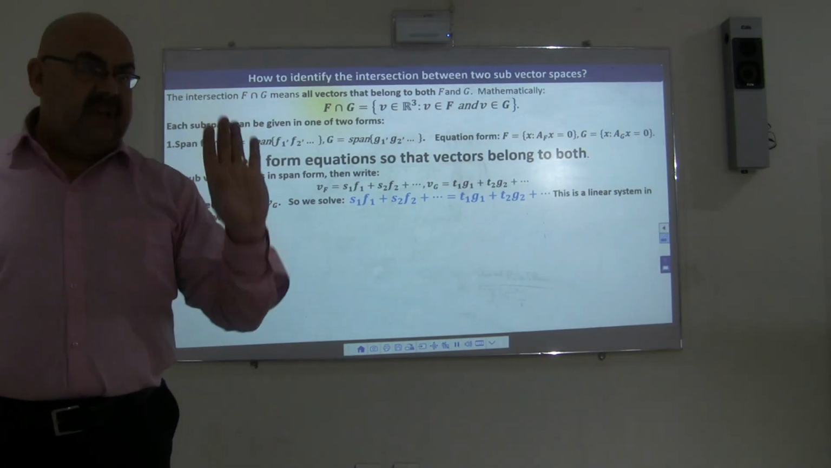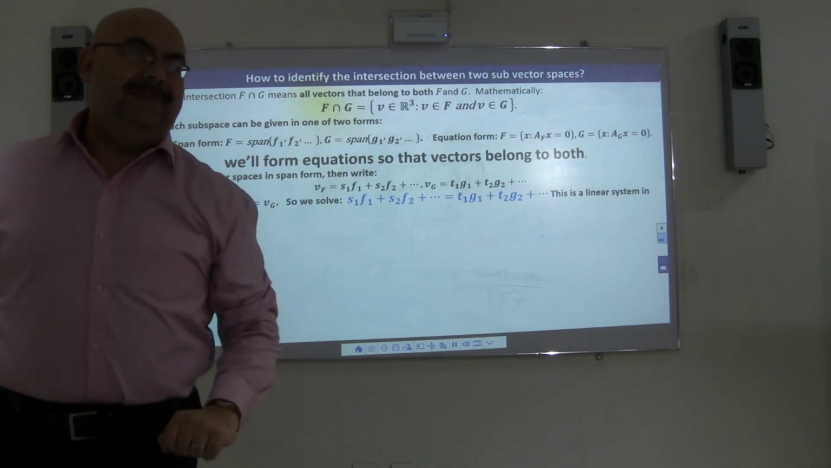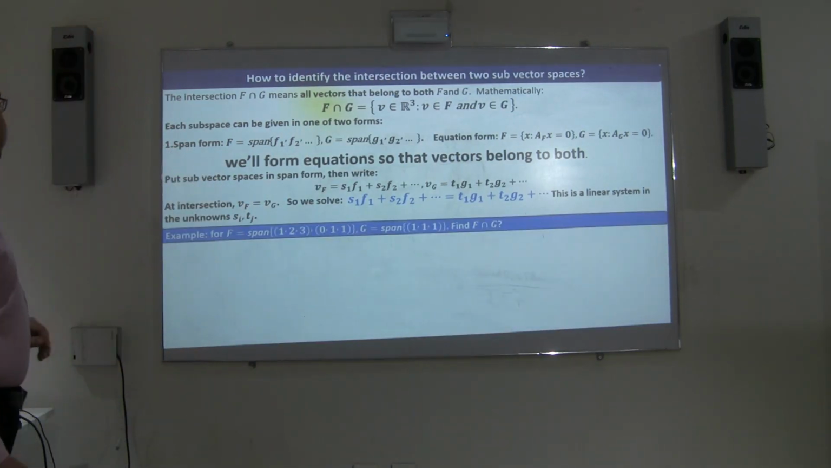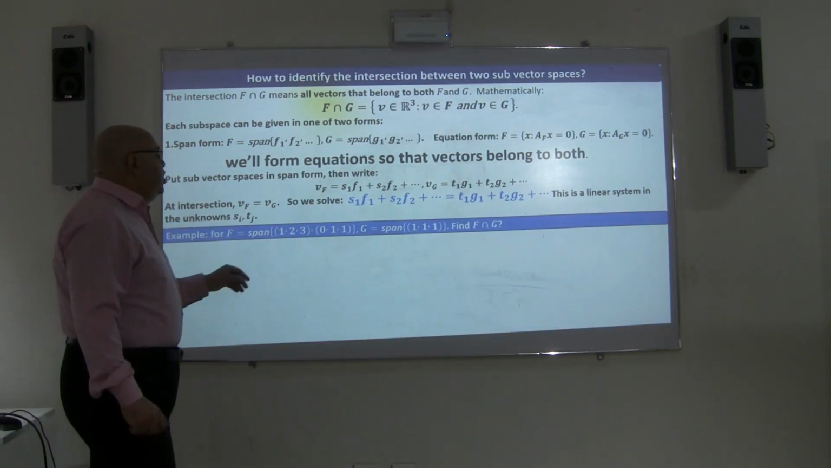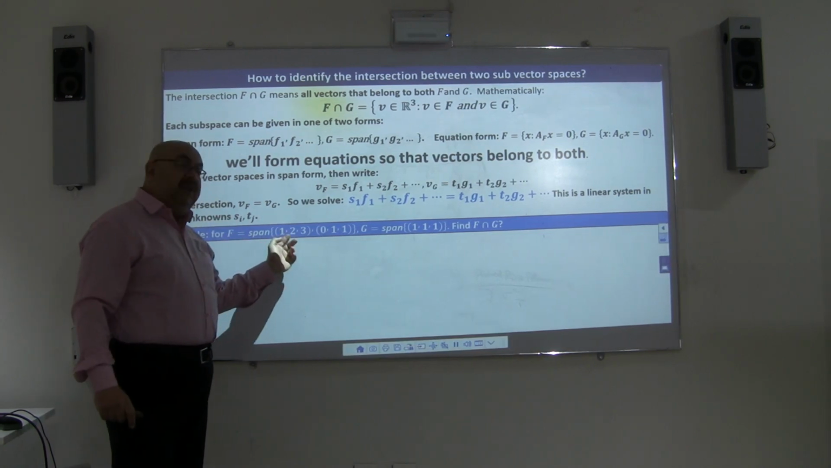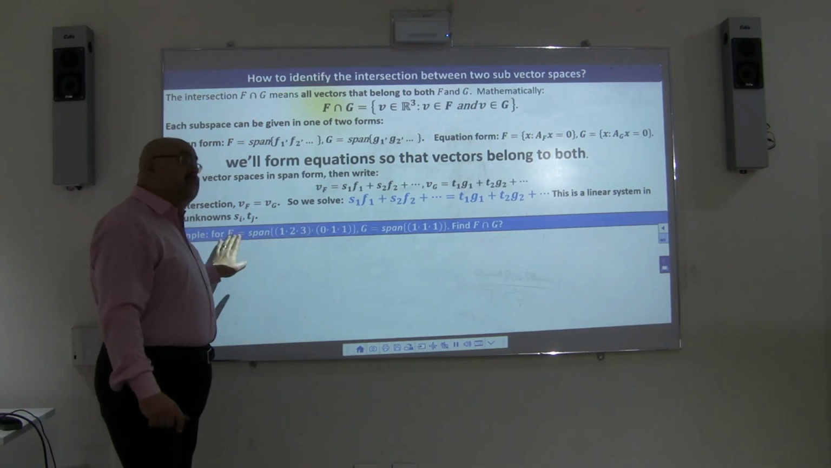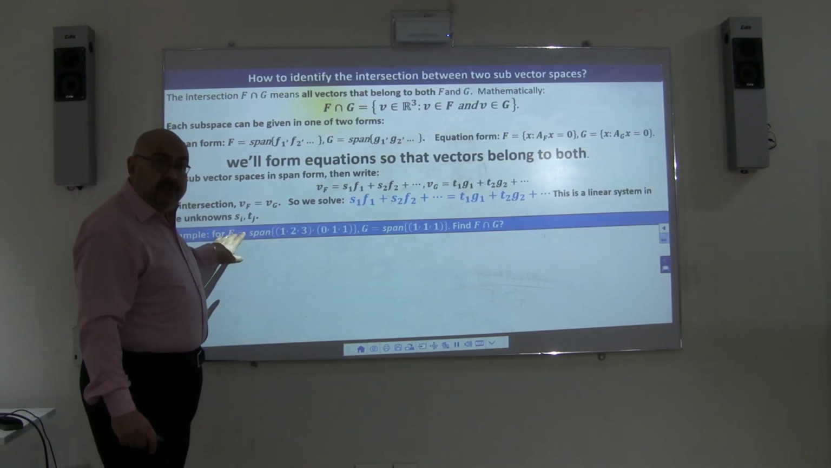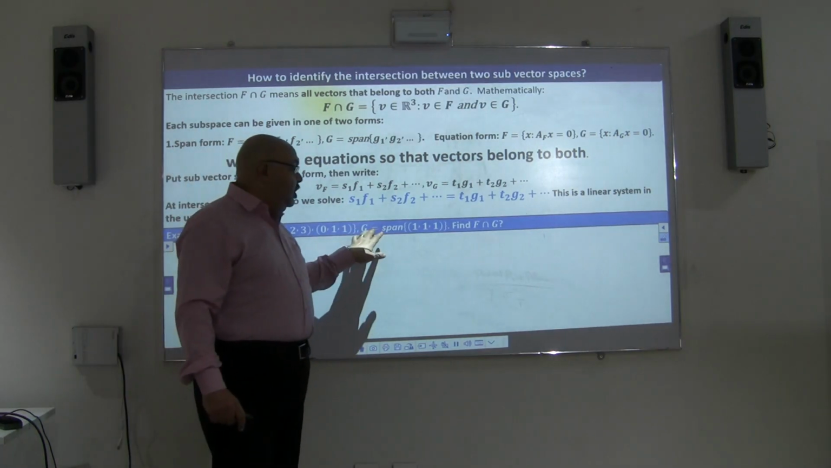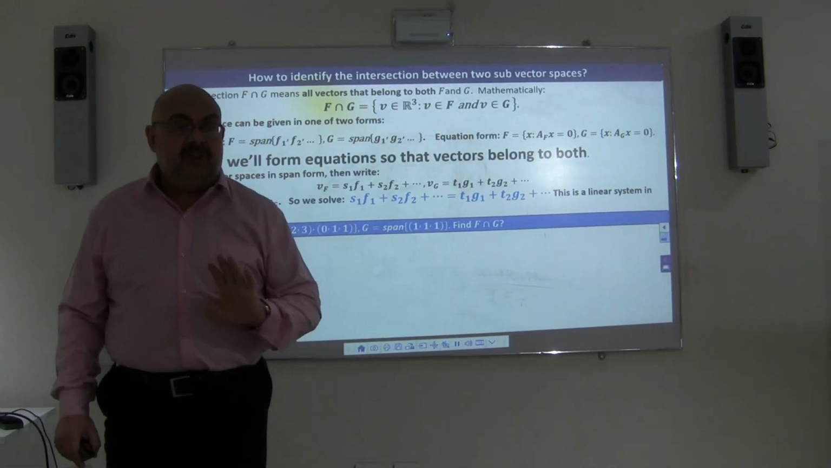Let's have an example to illustrate the idea, it's really very simple. Okay, let's look at this. I have F, which is spanned by the set (1, 2, 3), (0, 1). Those are the generators of this subvector space. And let's have G, which has the triple (1, 1). I need to find F intersection G.